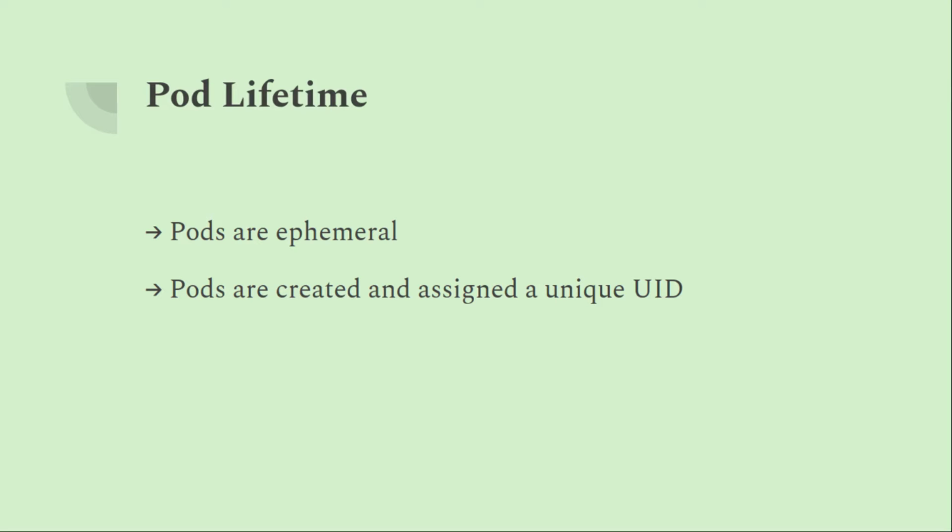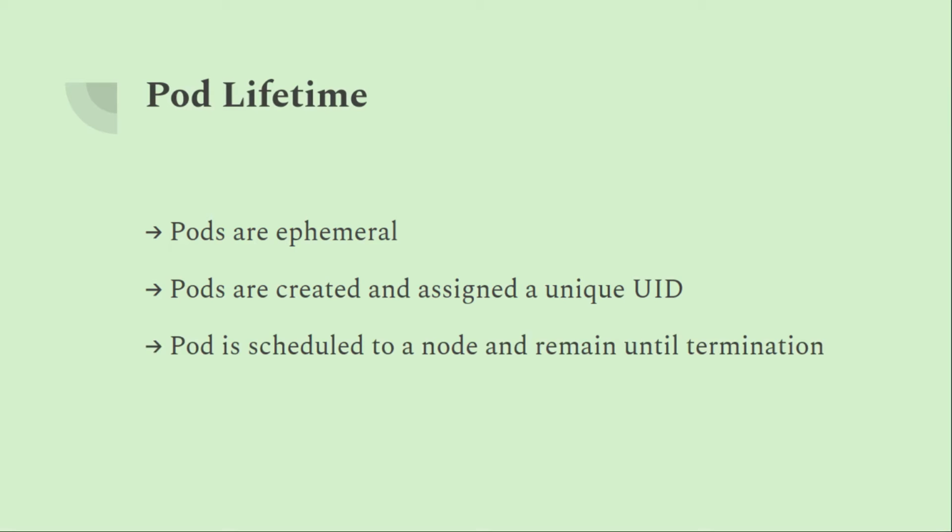Pods, when they are created, get a unique UID, and that remains unique throughout that context. So when does a pod get created? When you give a pod request in any form, maybe a command to the Kubernetes cluster, in this case the API server. The API server creates the pod as per your specification and schedules it to your node.